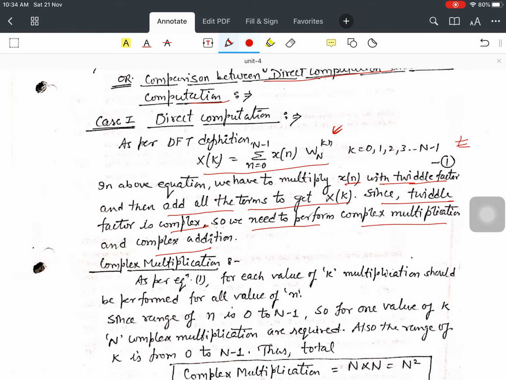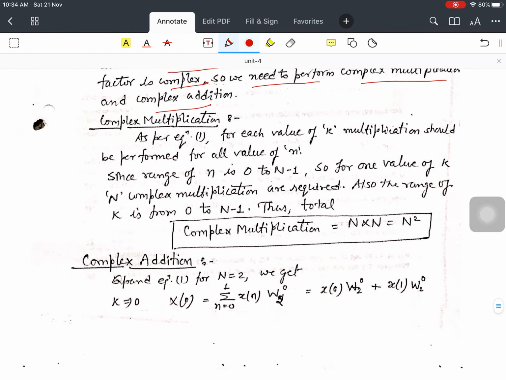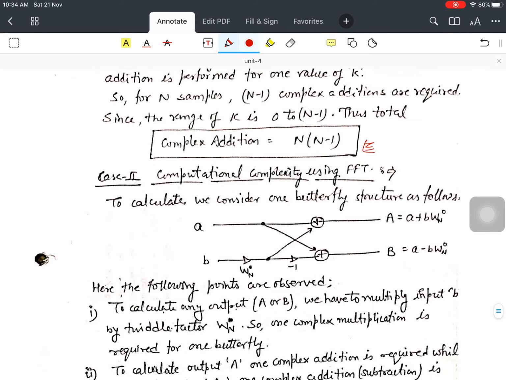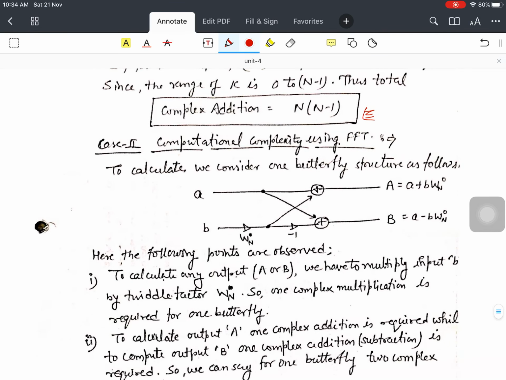If I talk about this twiddle factor, if you are going to do complex multiplication, you have to perform it N squared times. Okay, complex multiplication N squared times is required. Okay, and if I talk about the complex addition, you have to perform N into N minus 1 complex additions. Okay. But in case 2, we know this third stage structure is this one. Okay. So here the following points are observed.